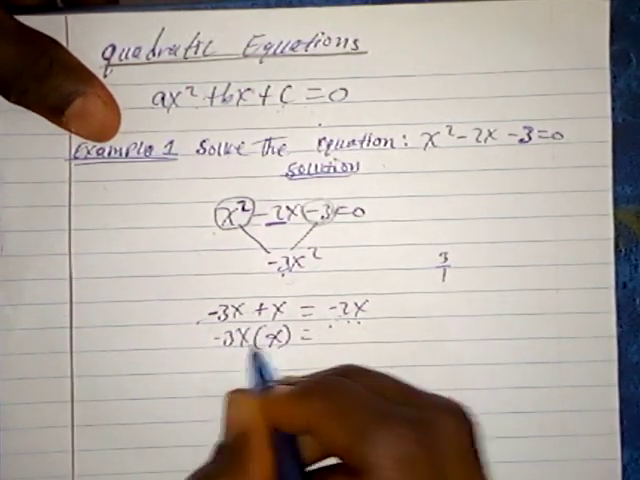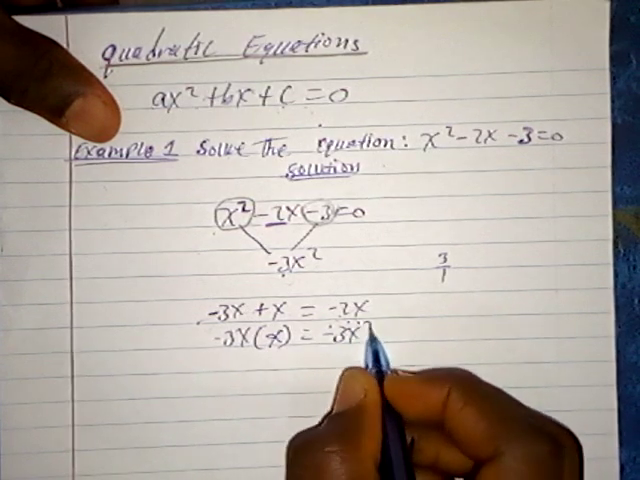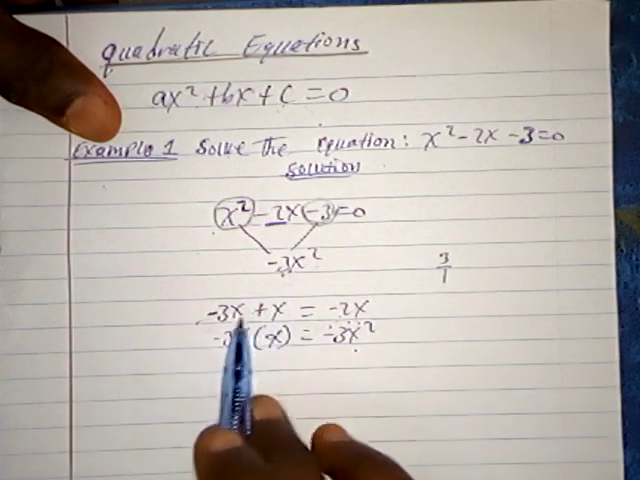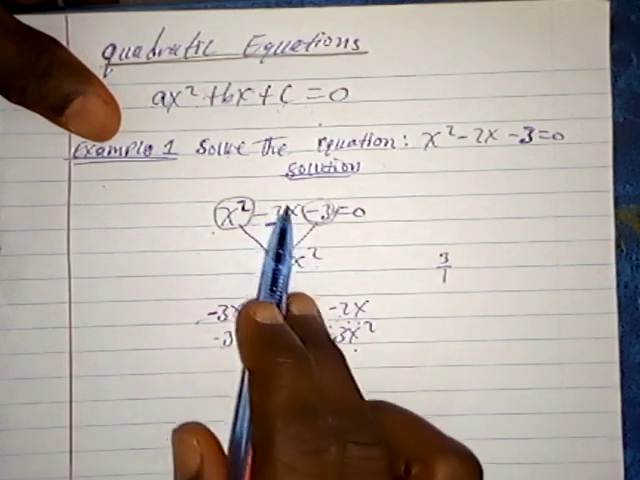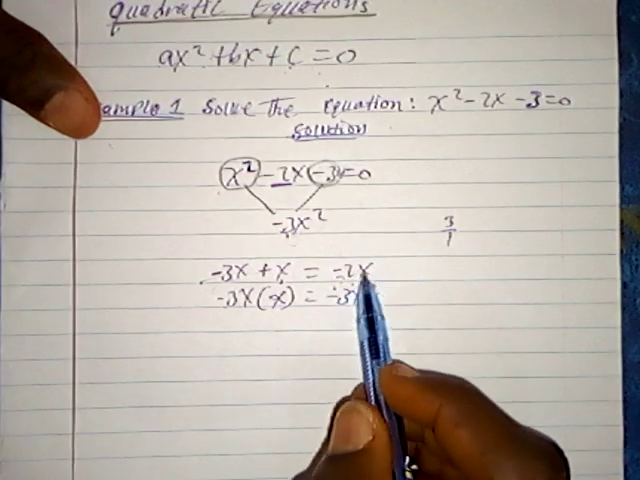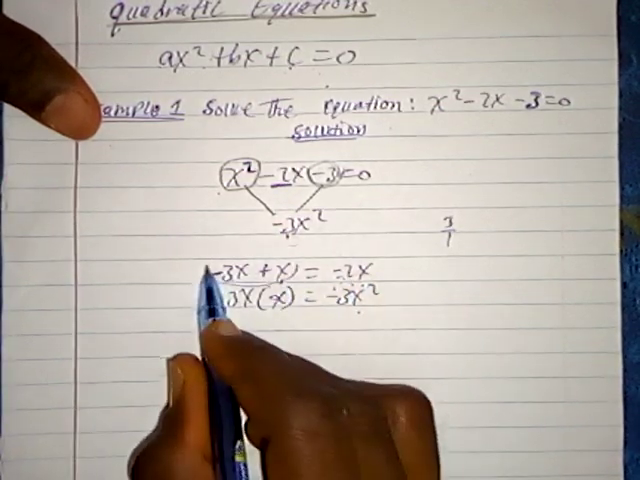Now minus 3x times x is going to be what? Minus 3x squared. You see? So we have this middle term. Then when we add or subtract them, we have what? This term, right? What are we going to do? Anywhere we see minus 2x, we are going to substitute this.